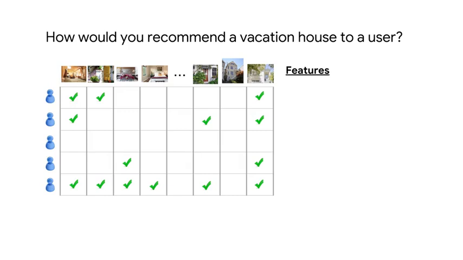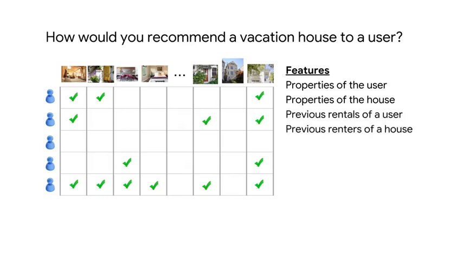What did you come up with? What features do you think would be relevant? Did you think about ways to use properties of the user? If so, what features did you use to describe your users? Did you consider using properties of the house? What features did you use to categorize the houses?